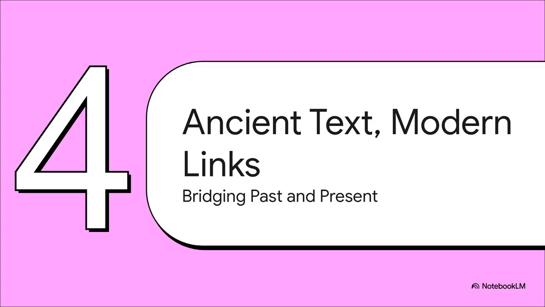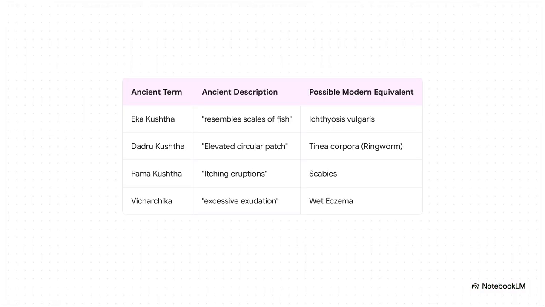All right, in our final section, let's try to bridge the gap. How does this ancient system, with its unique way of seeing things, connect with our world today and with modern dermatology? Well, scholars have found some really fascinating parallels. For instance, Kustha, which was described as looking like fish scales, lines up pretty well with a condition called ichthyosis. Or Kustha, the elevated circular patch, sounds an awful lot like what we call ringworm. It's like this incredible act of medical translation across thousands of years.